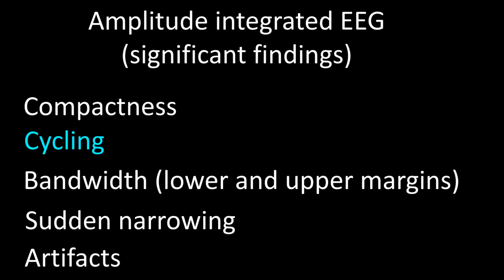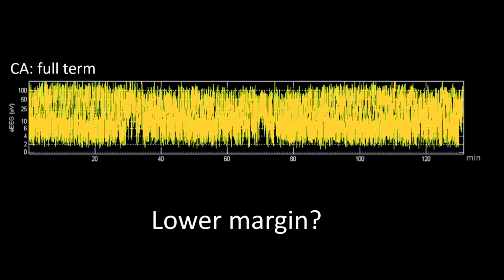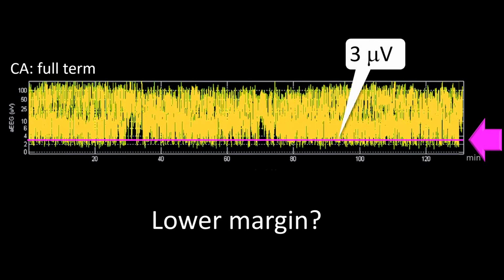After cycling, we look at bandwidth. First, we look at the lower margin. Traditionally, the lower margin is selected at the transition zone between compactness and scarce regions of the strip, as illustrated in this frame. As you can see, the lower margin is 3 microvolts.